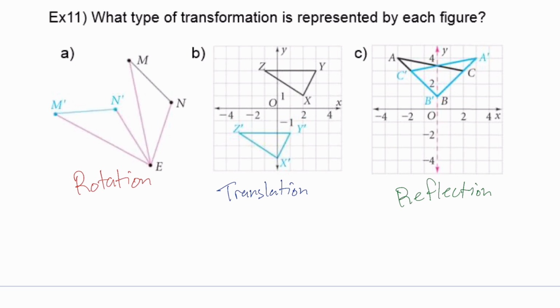And then our third figure here is being reflected across this y-axis. So you can see A has flipped over to the other side of the y-axis, C is flipped over, and B is on the y-axis, so B doesn't move.